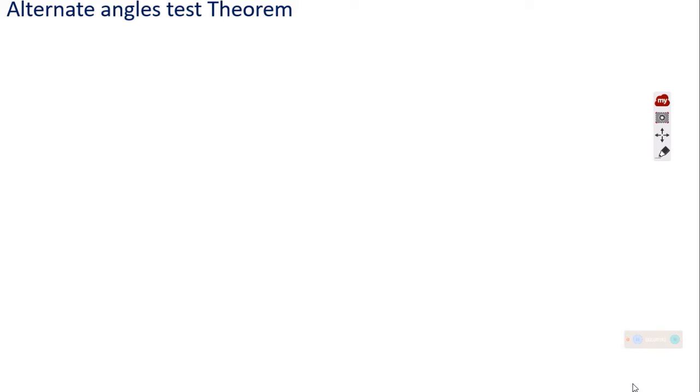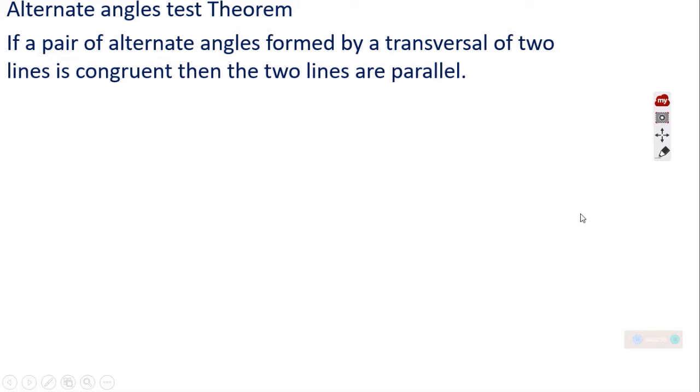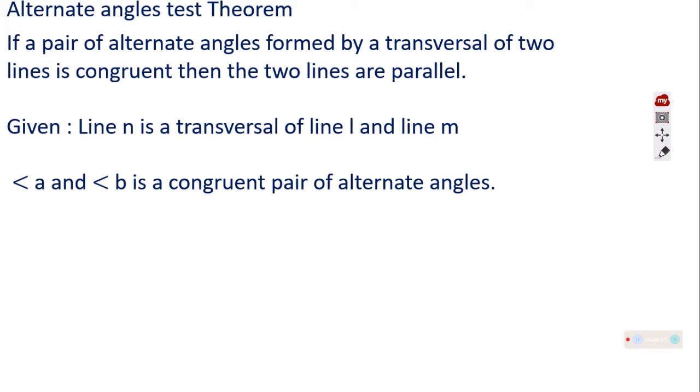Alternate angle test theorem. This is a converse theorem in fact. If alternate angles are congruent, we will say that the lines are parallel. That is the concept. I will go through this quickly because the main thing is that you should understand that alternate angles are congruent when a set of parallel lines are intersected by a transversal. We are using it in the opposite direction. If a pair of alternate angles formed by a transversal of two lines is congruent, then the two lines are parallel.